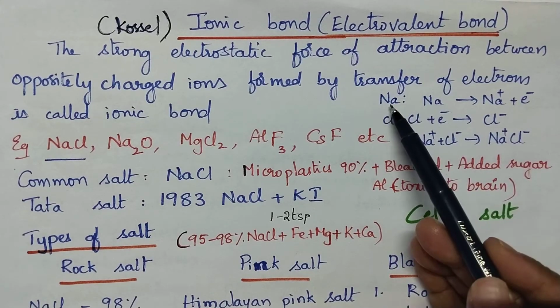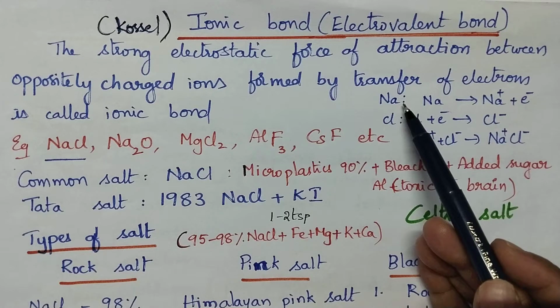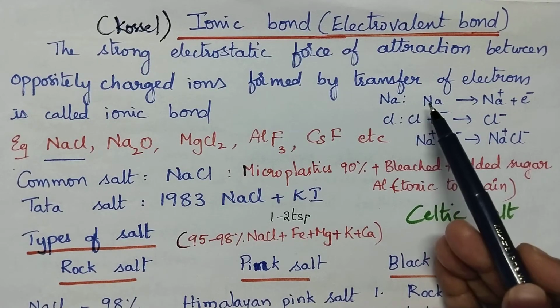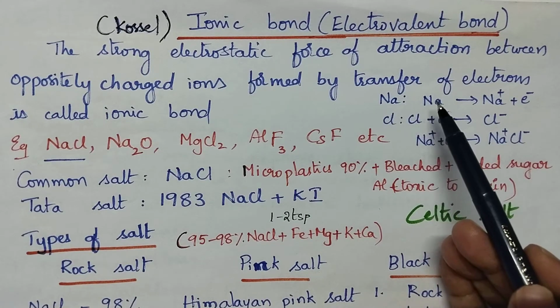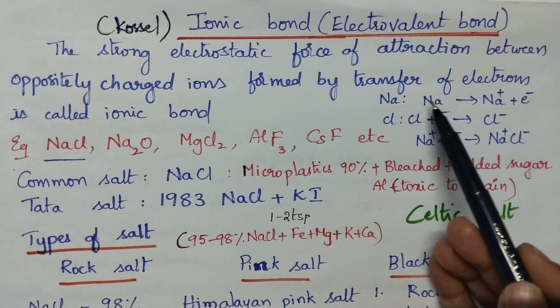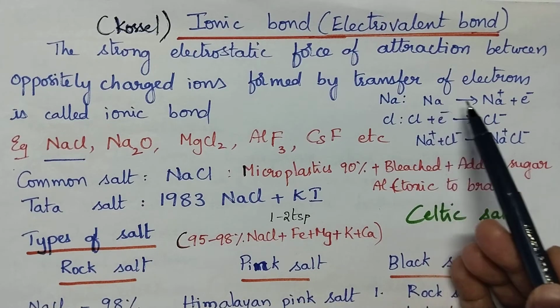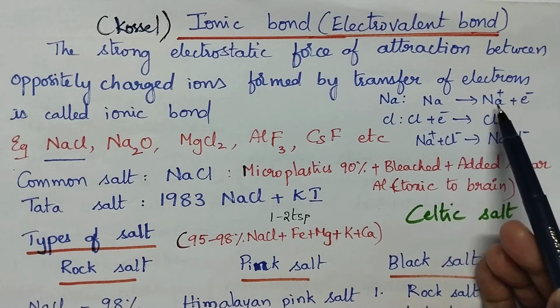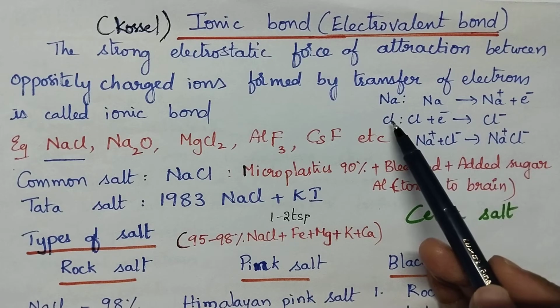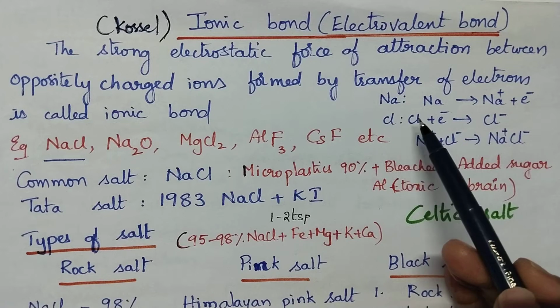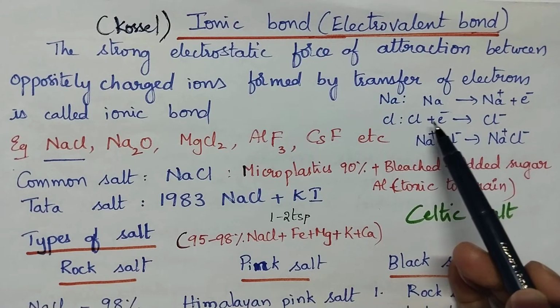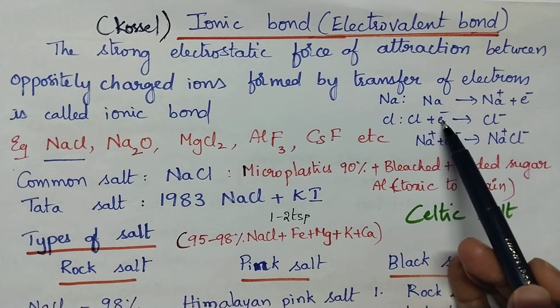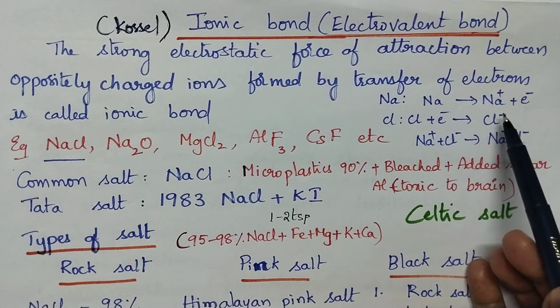Coming to the sodium, its atomic number is 11. So it is having one excess electron in the outermost orbit. So sodium readily loses that electron and becomes Na+. Coming to the chlorine, its atomic number is 17 and it is lacking one electron. So chlorine gains one electron and becomes Cl-.